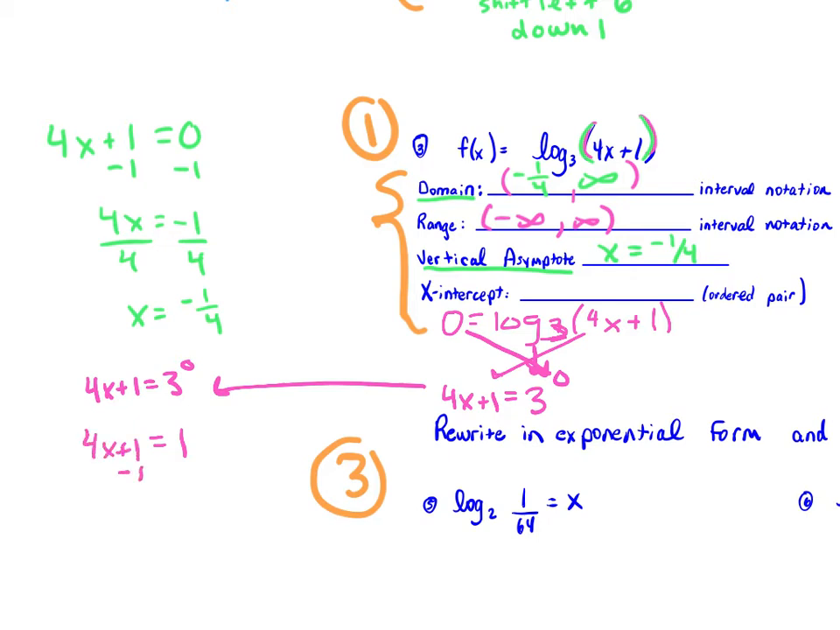And we just solve for x, so subtract 1 on both sides. 4x is equal to 0. Divide by 4. X is equal to 0. So our x-intercept is (0, 0).